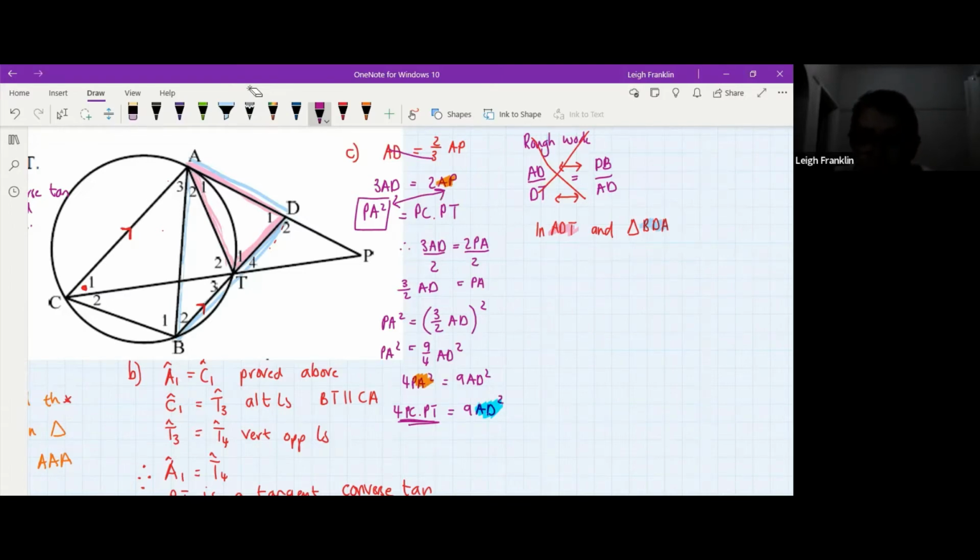Then when I got down here, Kayla, all I did was go back and say PA squared is PC times PT. Remember PA squared up here, where I've just put the star now, PA squared is PC times PT. So I just substituted down at the bottom. I replaced the PA squared, which I've highlighted in orange, with PC times PT. Does that make sense to you?